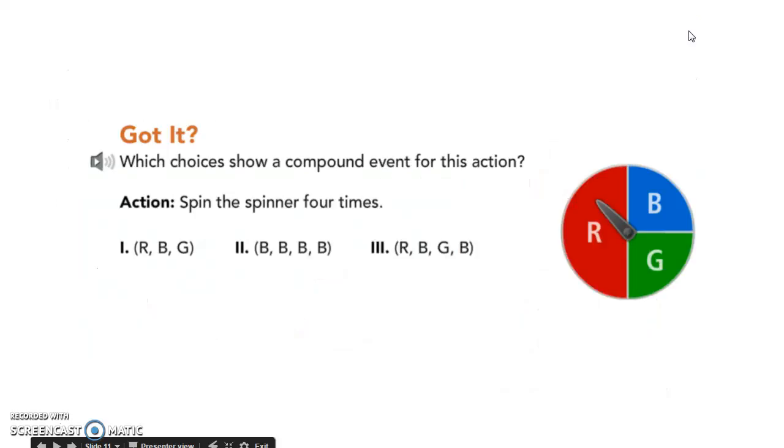Okay, which choices show a compound event for this action? We're spinning the spinner 4 times. So how many outcomes should I have listed in my compound event? I should see 4 things. So will option 1 be a choice then? No, that would be if we spun the spinner 3 times. So no, not for option 1.